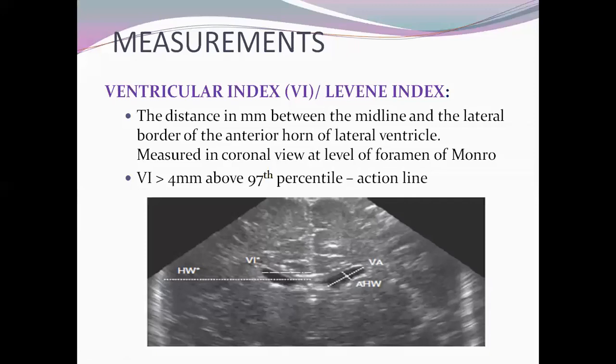So with ultrasound, we can also assess if there is post-hemorrhagic ventricular dilatation by certain indices. The first thing is ventricular index or Levene index, which is the distance between the midline and the lateral border of the anterior horn of the lateral ventricle. It's measured in the coronal view at the level of the foramen of Monro. If it is more than 4 mm above the 97th percentile, it needs intervention.